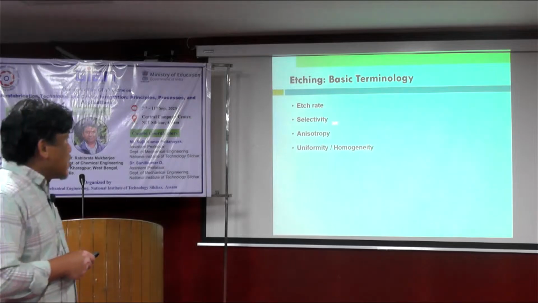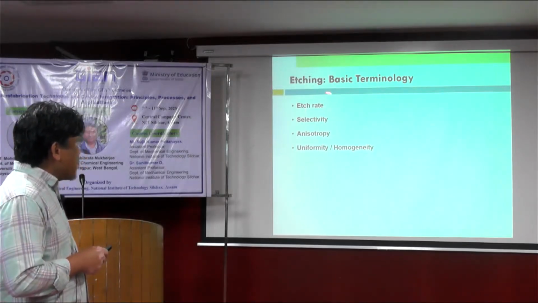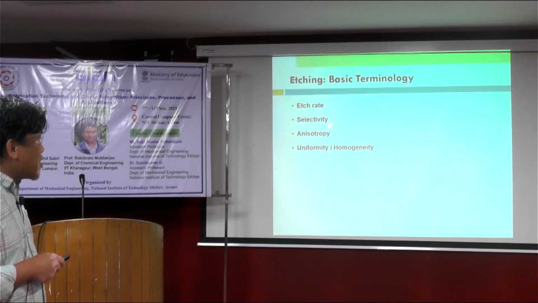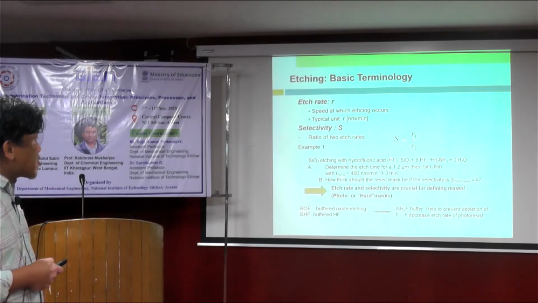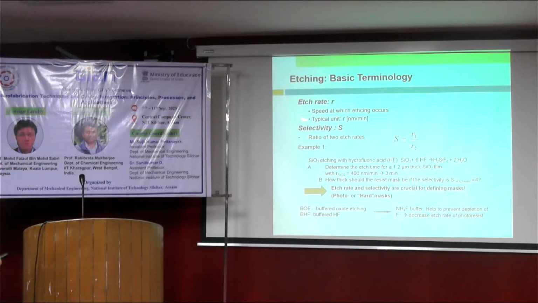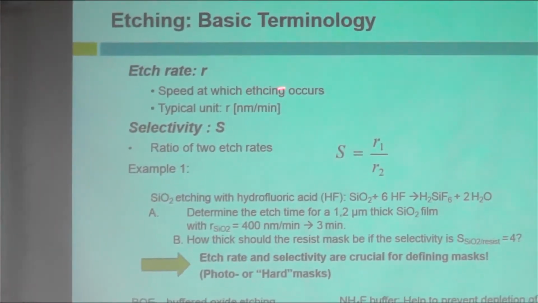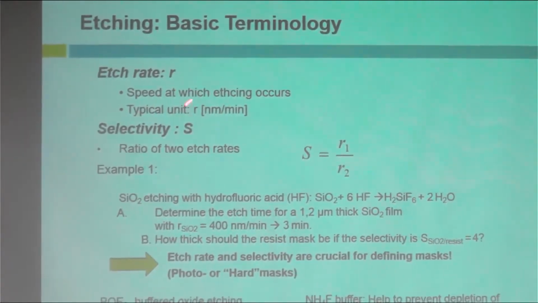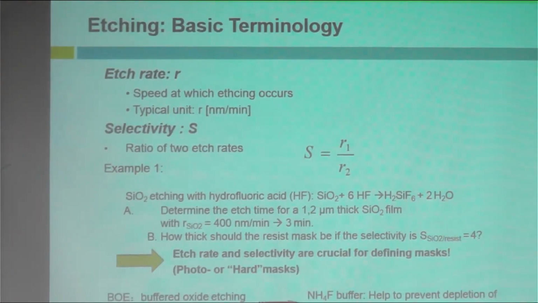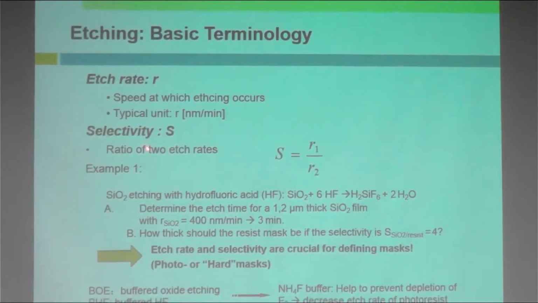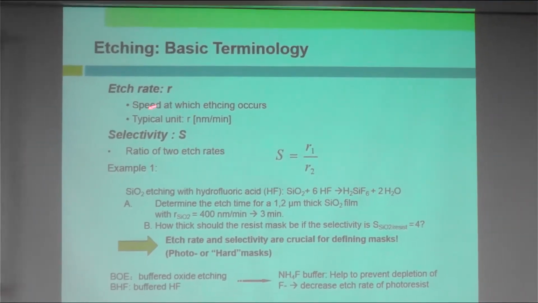So the thing is, how can we control etch rate, selectivity, anisotropy, and uniformity? The etch rate here is the speed at which etching occurs. So how fast you can remove the material that you want to form the pattern. That is what we call the etching rate or etch rate.